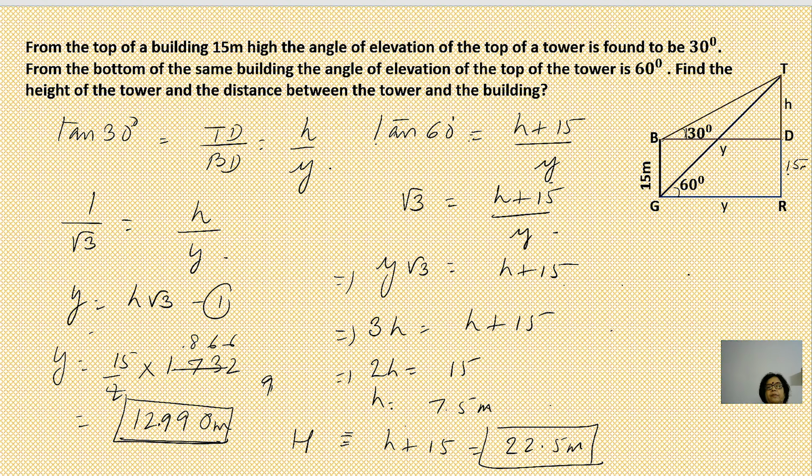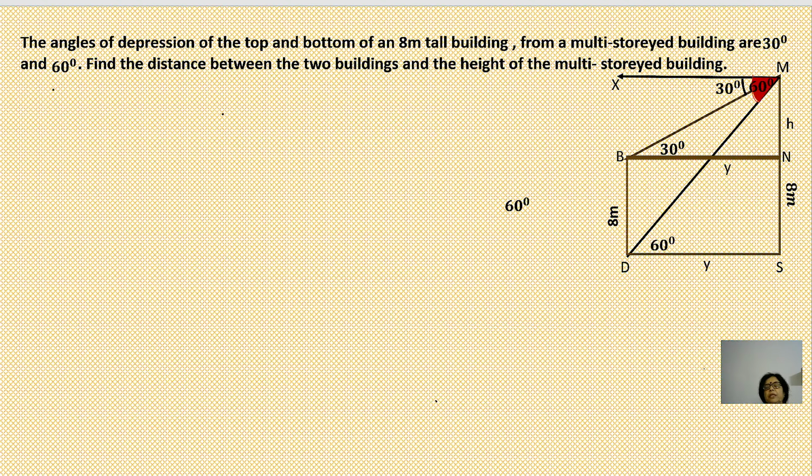Next question is based on angles of depression. Angles of depression of the top and bottom of an 8-meter tall building from a multi-storied building are 30 degree and 60 degree. Find the distance between the two buildings and the height of the multi-storied building. So here the angles of depression have been given to us. This is the multi-storied building MS and BD is the small building, which has a height of 8 meters. Now the observer is at the top of the multi-storied building.